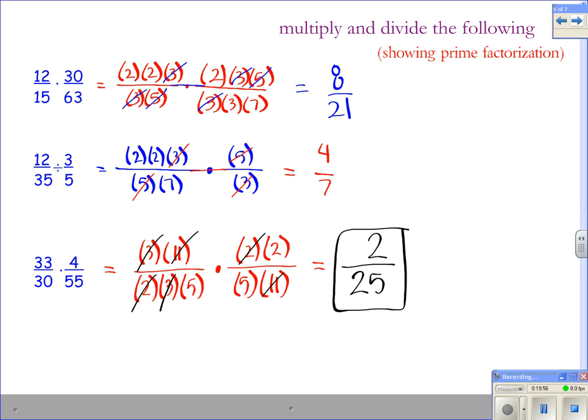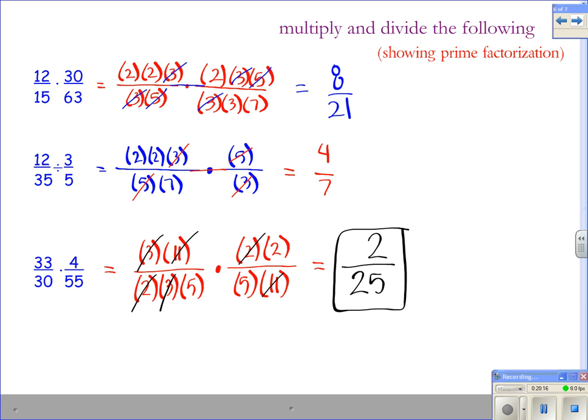Just to recap this before we do the last slide, which is something different. Multiplying and dividing, you do prime factors on top and bottom. When you add and subtract, you're only concerned about the denominators, so you don't need to prime factor the numerators when you add and subtract. Just when you multiply and divide, so you can do all the canceling. We don't do any canceling with adding and subtracting.